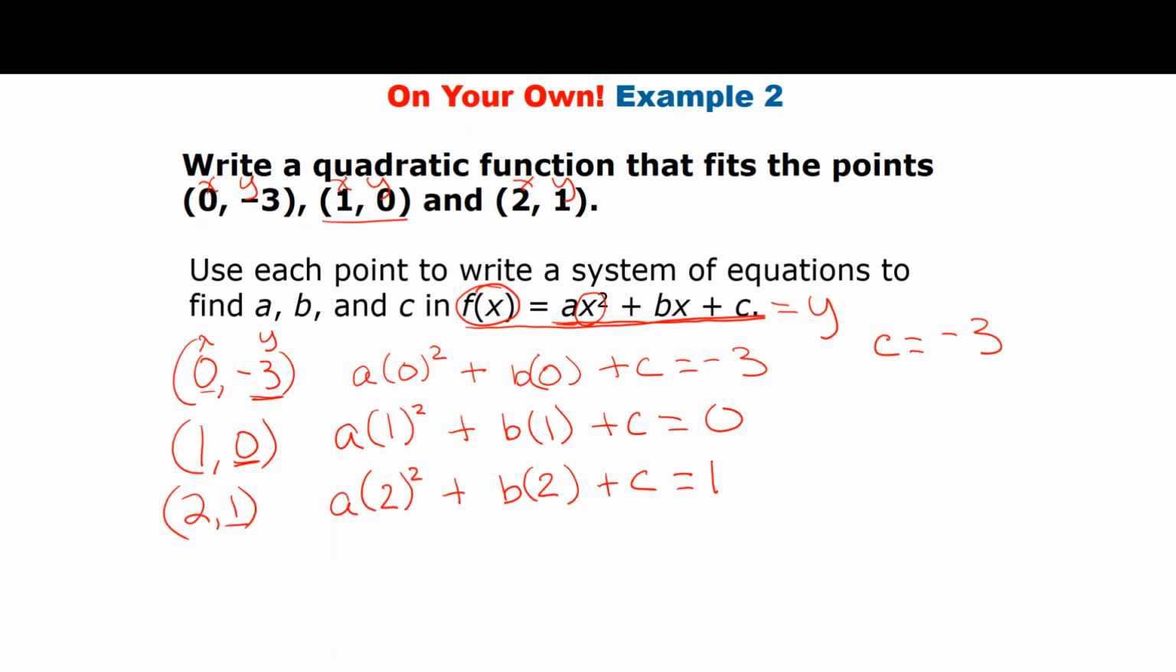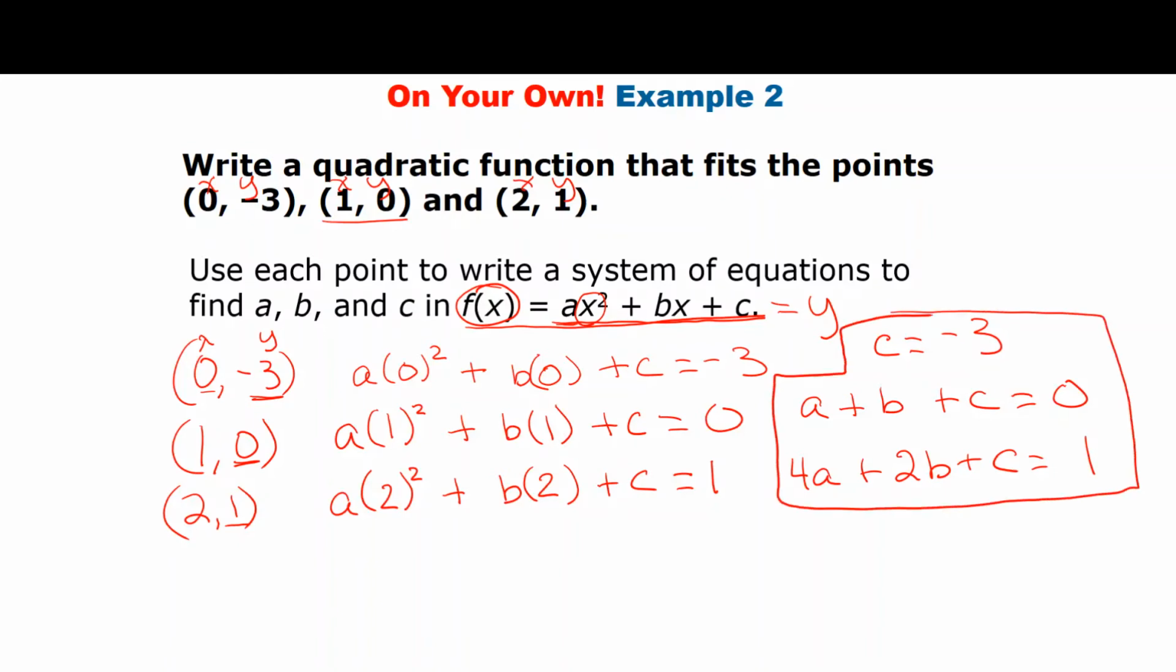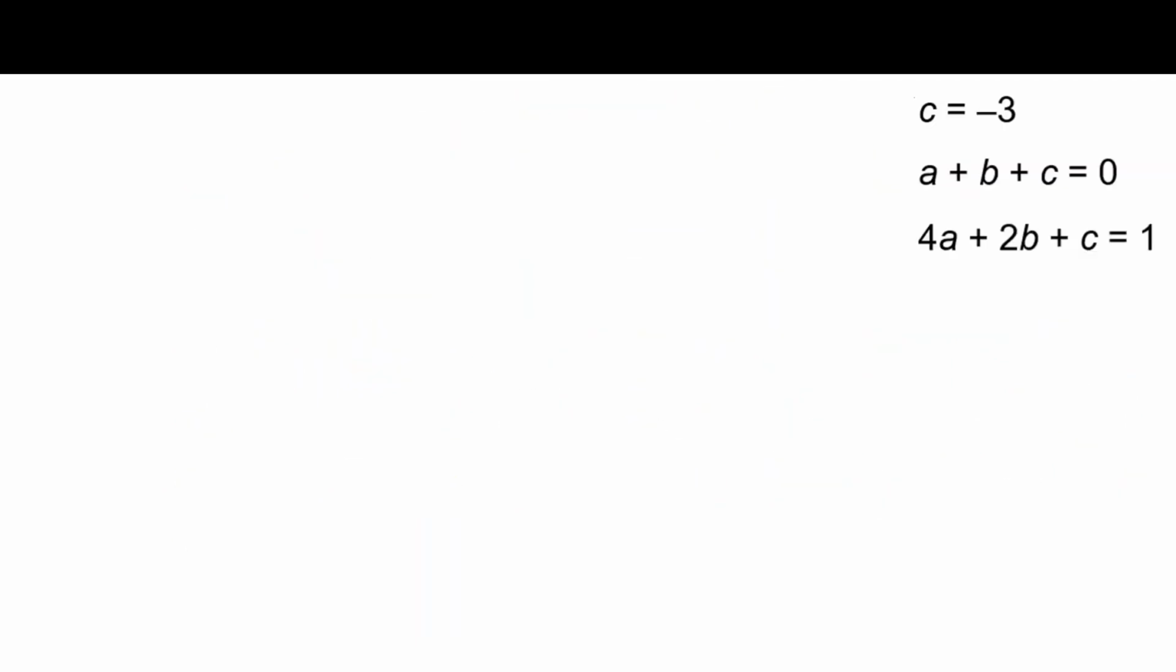Our next equation says 1a, so we'll just say a, plus b plus c equals 0. And our last equation, 2 squared is 4, so it's going to be 4a plus 2b plus c equals 1. So now we have 3 equations, and we have to solve for 3 variables. So now that we have our 3 equations, let's not forget what our goal is. Our goal is to write a function f of x, so that's ax squared plus bx plus c.